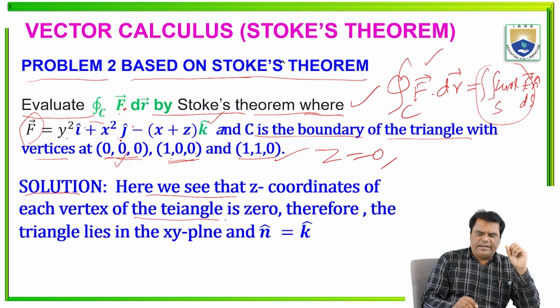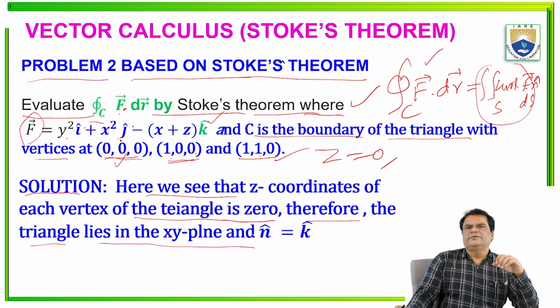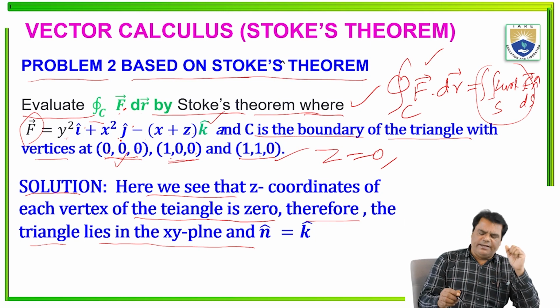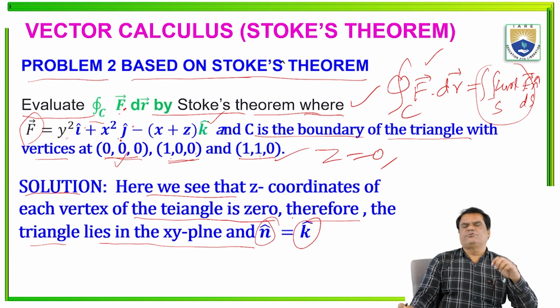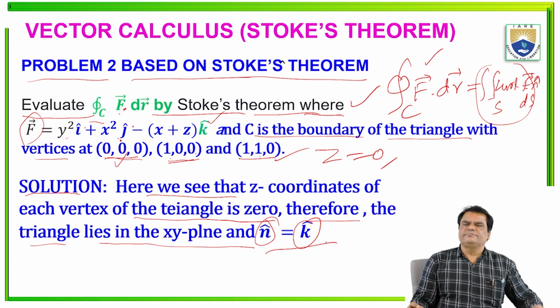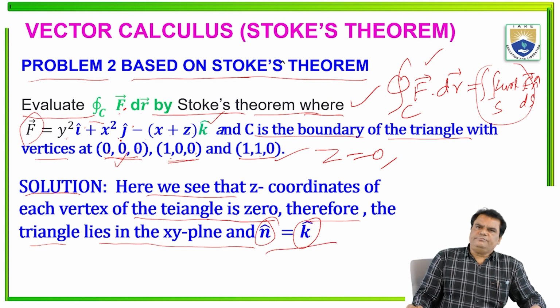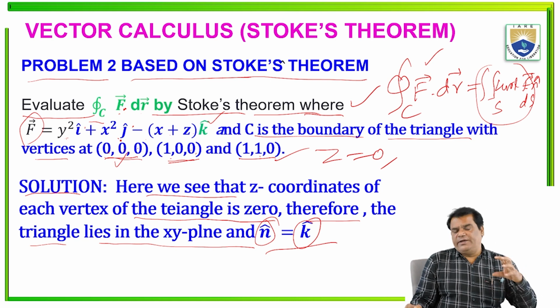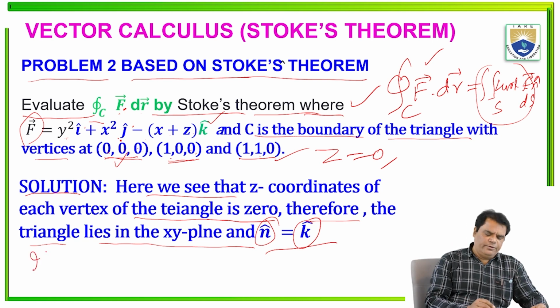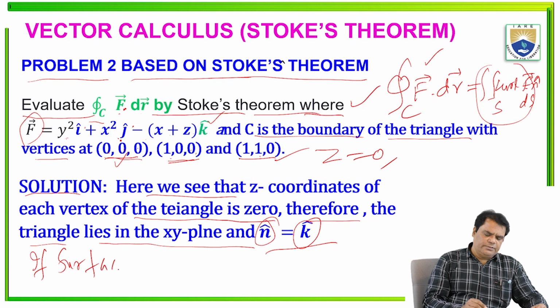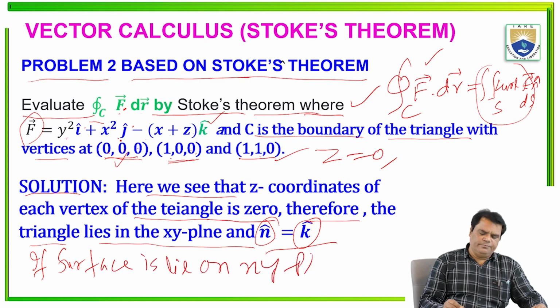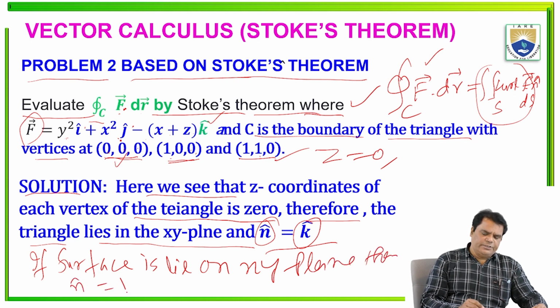Each vertex of the triangle has z equal to 0. Therefore, the triangle lies in the xy plane. If the surface lies on the xy plane, then n cap is always equal to k cap. This is a point to remember.